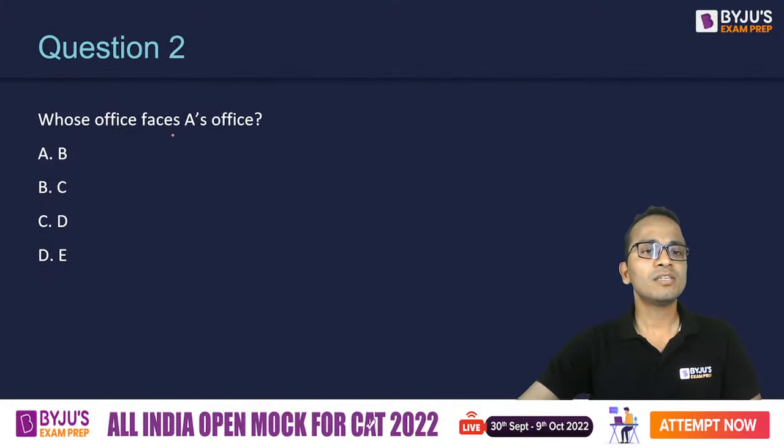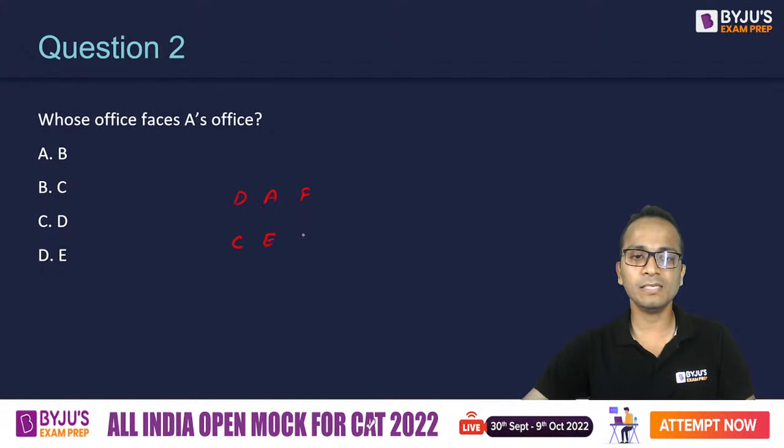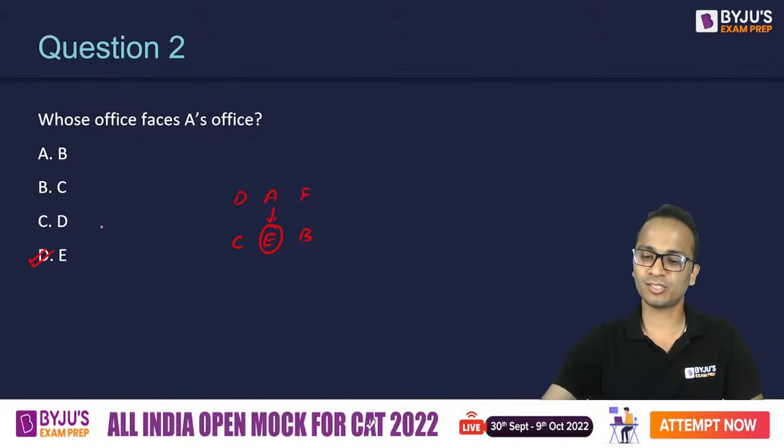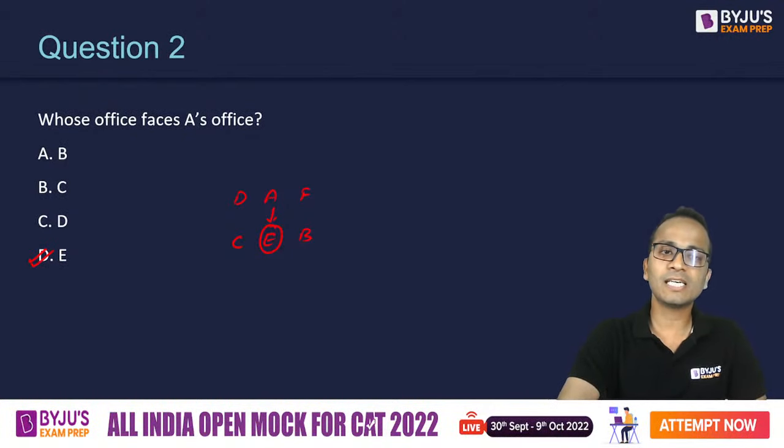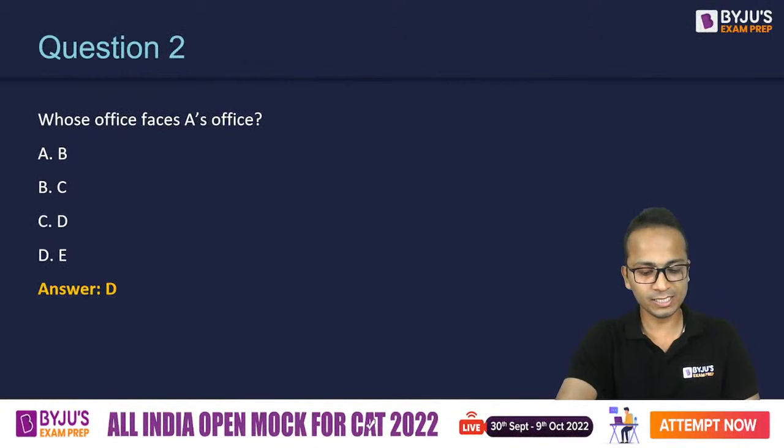Whose office faces A's office? So the arrangement was DAF and CEB. Whose office faces A's office? So A is in front of E's office. So the correct answer will be option D, that is E's office. Okay. So option D is the correct one. Yes, it is absolutely correct. Okay. It is simple, once you have made the arrangement, then it is very easy to answer all these questions.